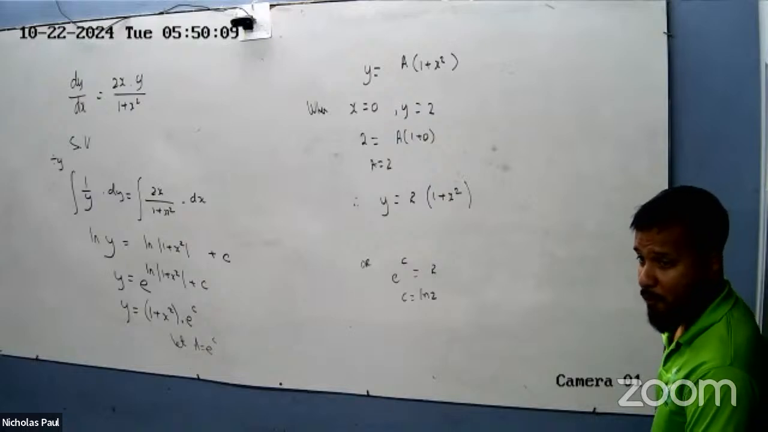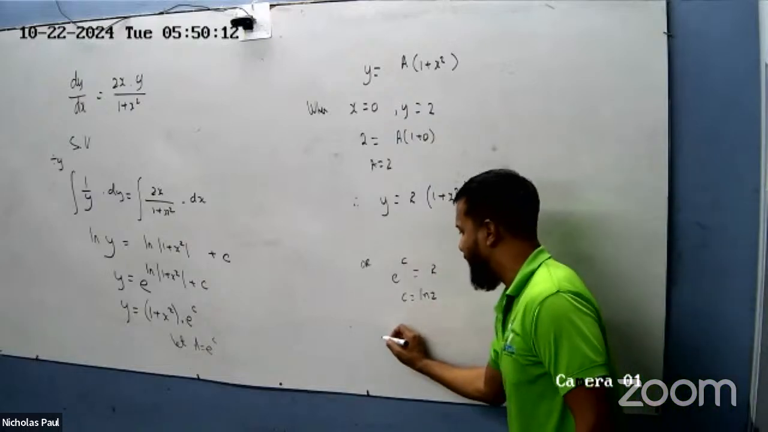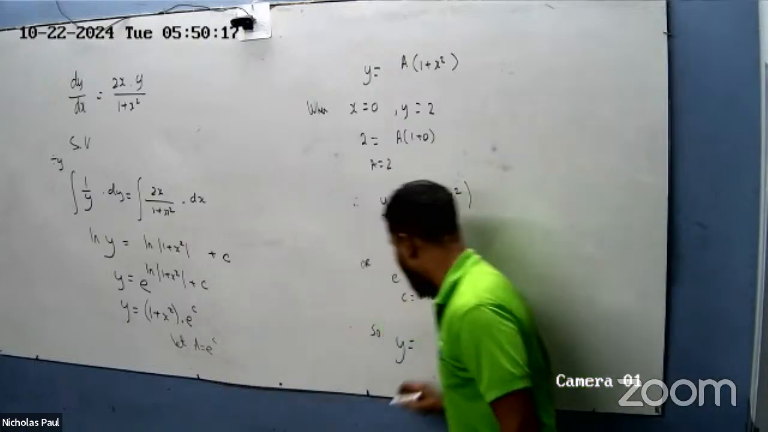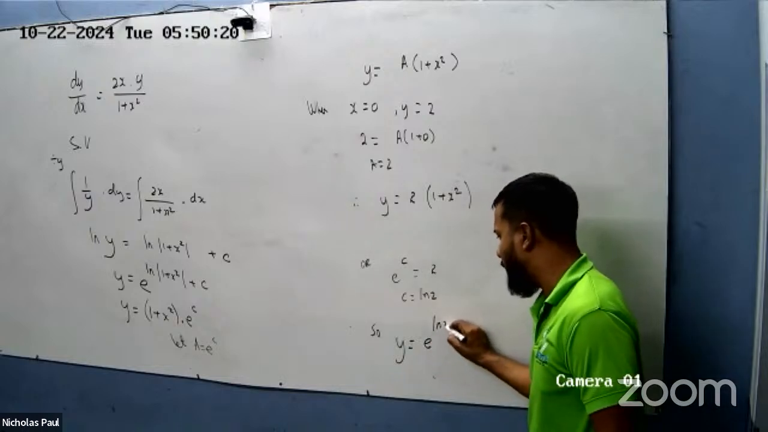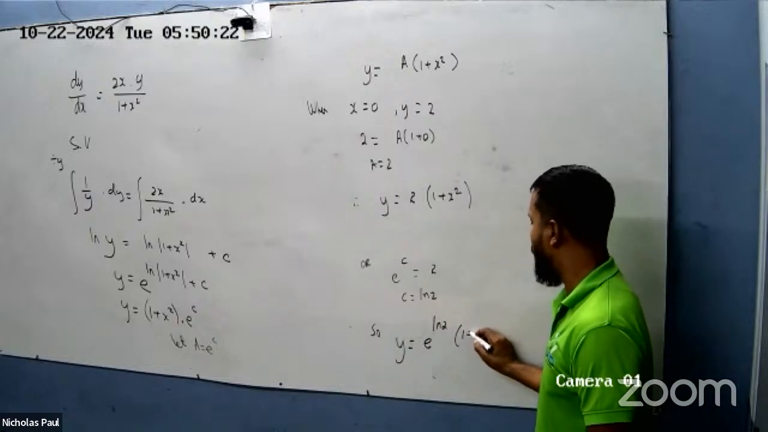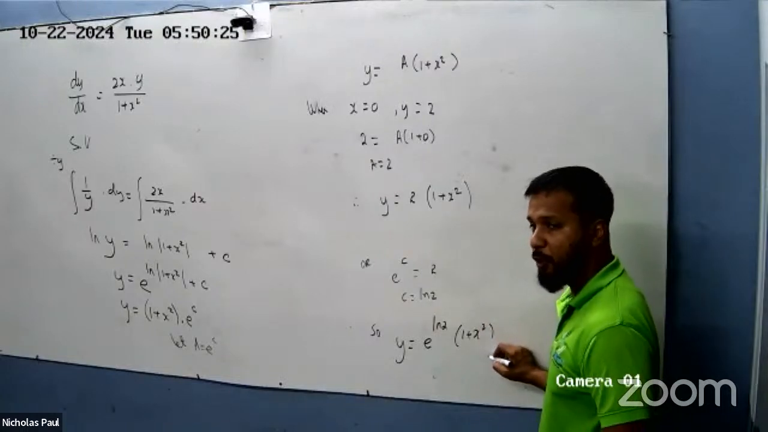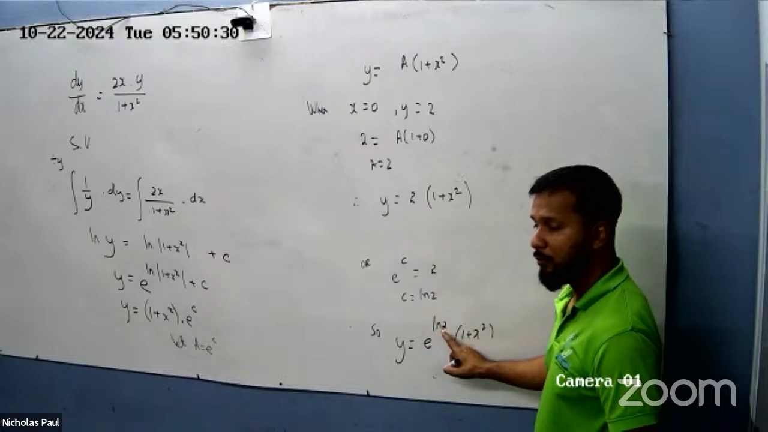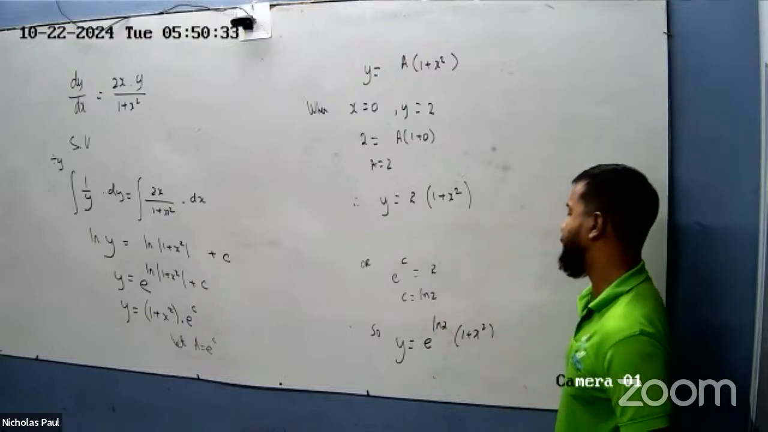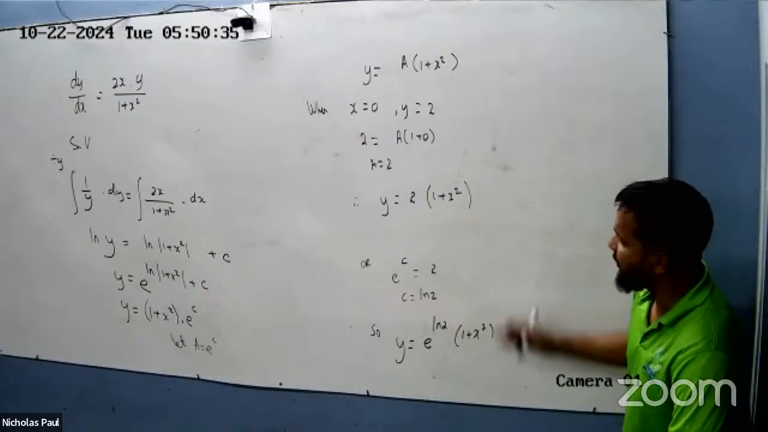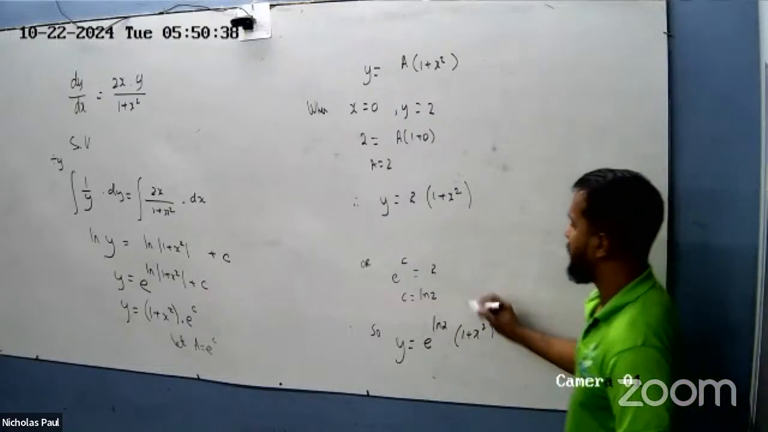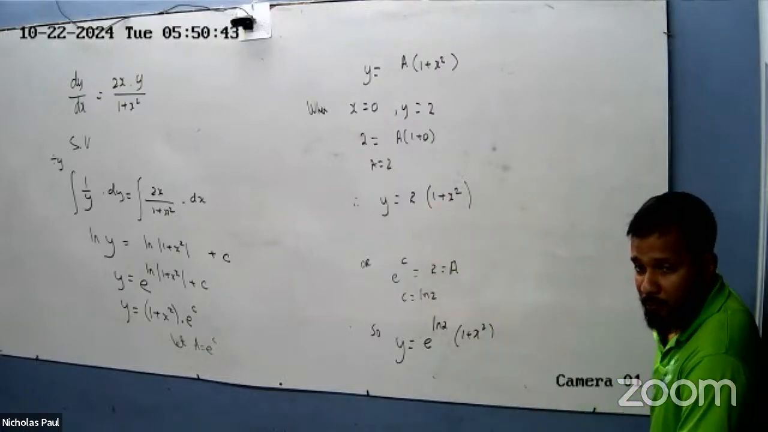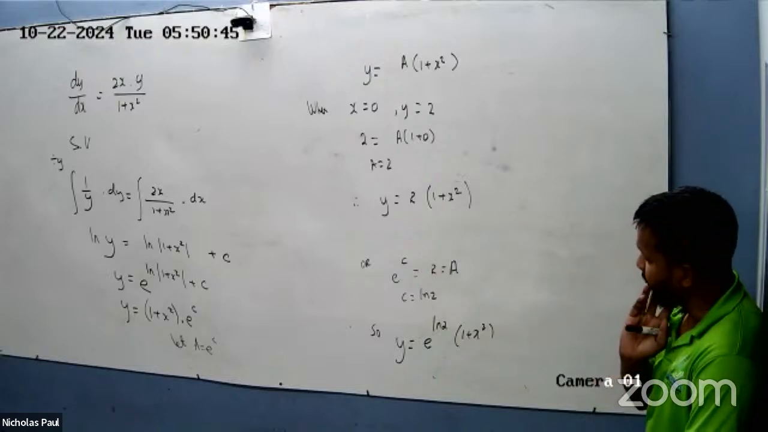That's okay? So your answer would look like this then. So y is equal to, instead of writing e, you're writing e to the power of ln 2 by 1 plus x squared. Right? Done? So what is e to the ln 2? 2. Same thing, right? That's okay. So you can use either method you want. I just leave it like that one time. You okay with that?